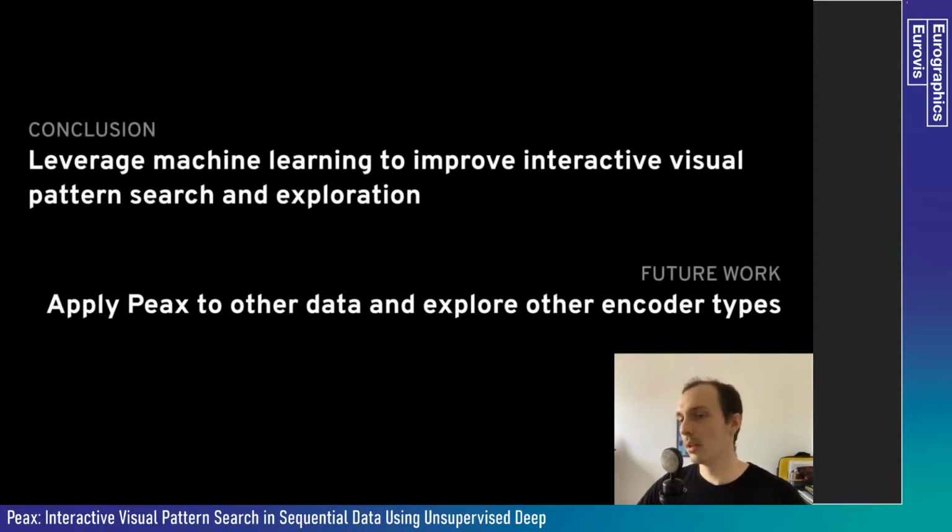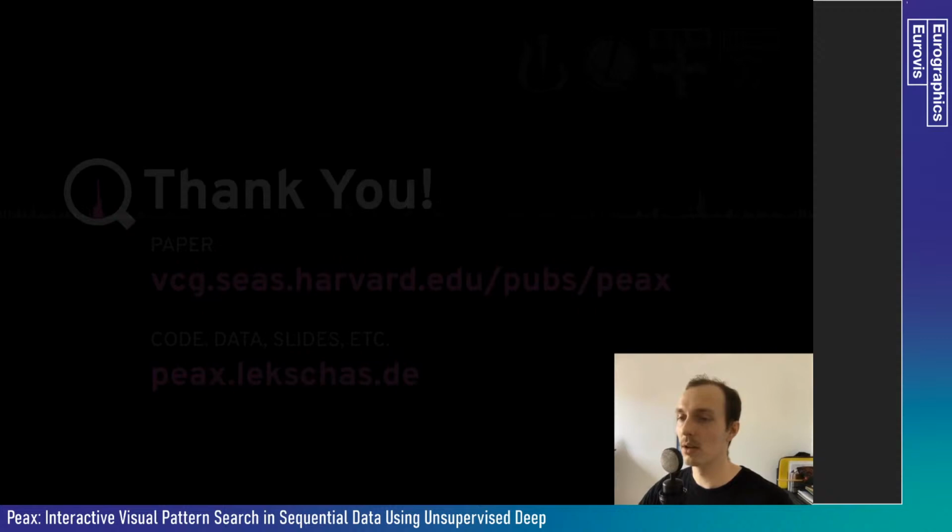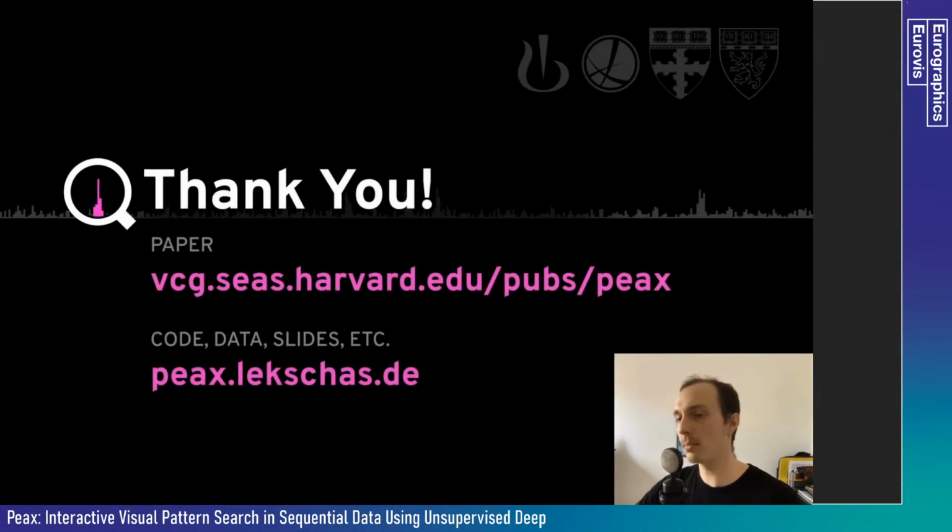To conclude, we showed that modern machine learning techniques can be used to improve interactive, user-driven exploration, and we hope that others will use Peaks with their own data and maybe even extend it with new encoder models. For more details, please refer to our paper, and if you want to try Peaks yourself, please visit peaks.lectures.de.